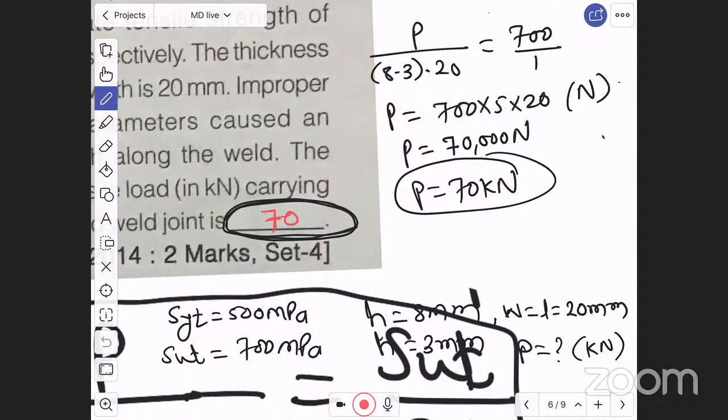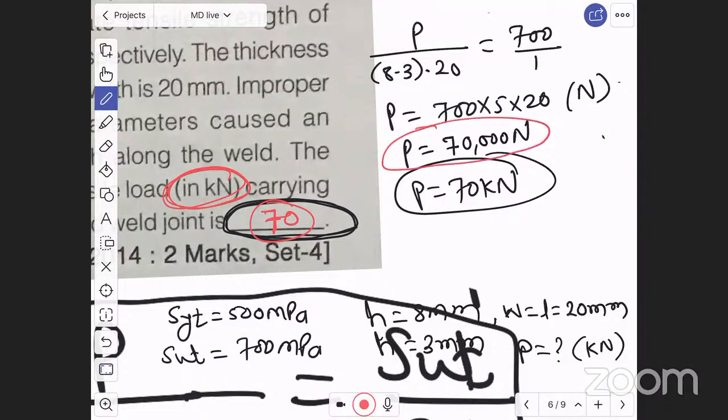Already unit is mentioned. Don't type the unit again. Unit को फिर से type नहीं करना होता. They are asking in kilonewton. Already unit is mentioned in the question. So सिर्फ आपको provision होता है numerical value type करने के लिए. Therefore, type numerical value. Now here 70,000 Newton is correct, and 70 kilonewton is also correct.